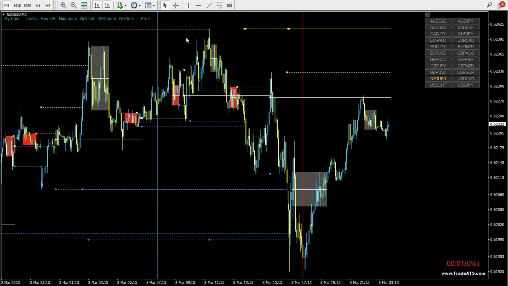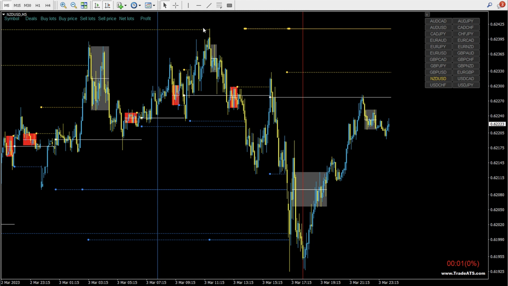Now, for this strategy, I always start analyzing the market at 8 a.m. This is UTC plus 2 or GMT plus 2. And I trade until this red timeline here. It's around 18:00 GMT plus 2.